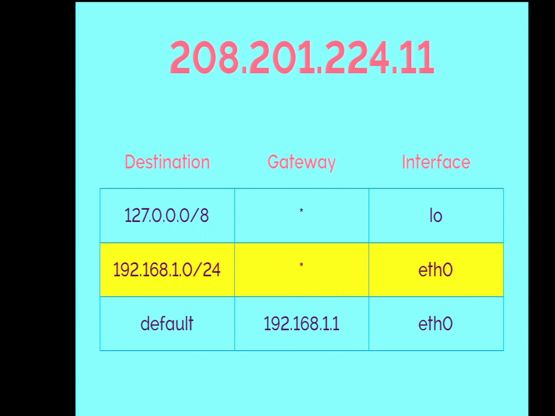Next, we have the route for the local network. If we were talking to another computer on the same local network, this would let us talk to them directly instead of talking through the router. But it doesn't match, so we move on. Finally, we reach the default route. This always matches anything that isn't handled by one of the other routes. This is why some operating systems call this a default gateway. So we'll use this route. We know we're going to send our packet on ETH0 to the router at 192.168.1.1.